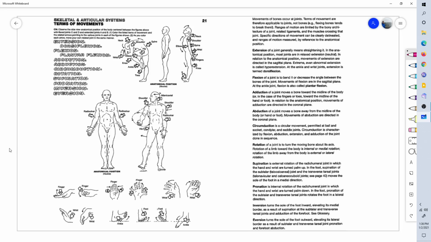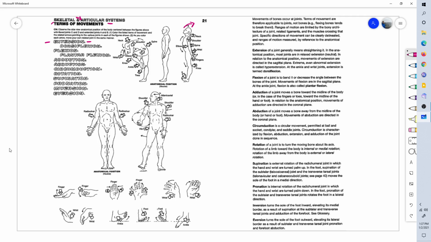Today we've talked about joints and articular systems. Now we're going to talk about how they move. In what ways do these joints move, and how do we define certain movements? Let's start with extension. A backward movement here, say of the neck, is called extension.